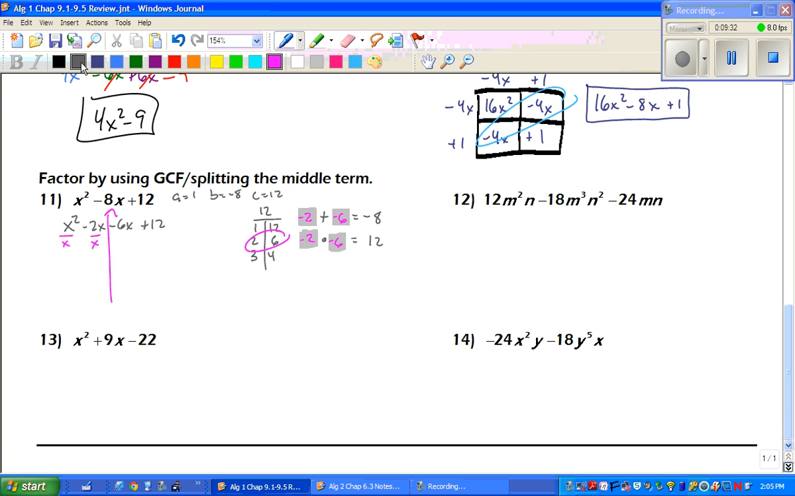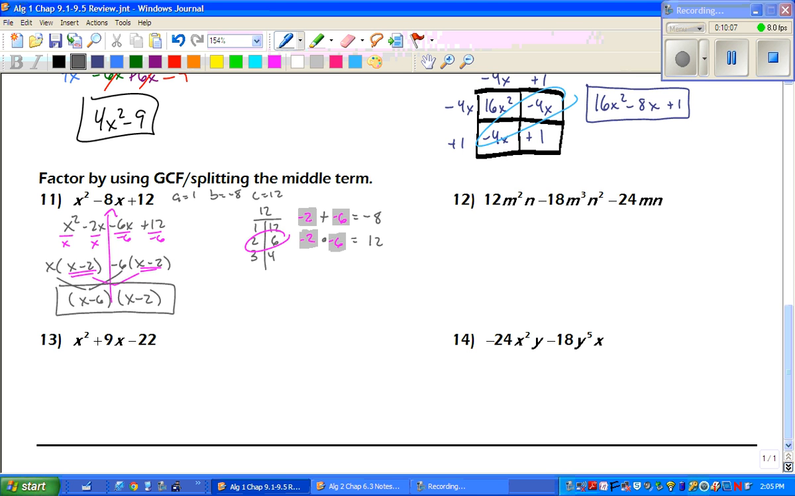I'm going to take out an x from the first term, and that leaves me with x minus 2. And back here, I'm going to take out a negative 6, which gives us negative 6, and then x minus 2. My checkpoint's good because those are the same. And you get x minus 2, and then x minus 6. And make sure to circle your answer.